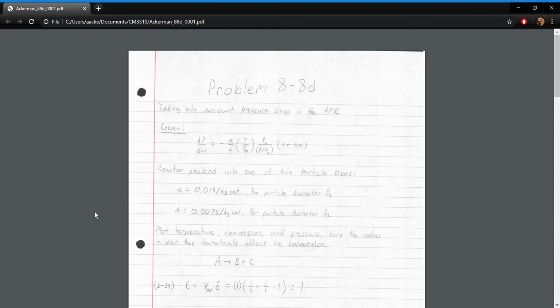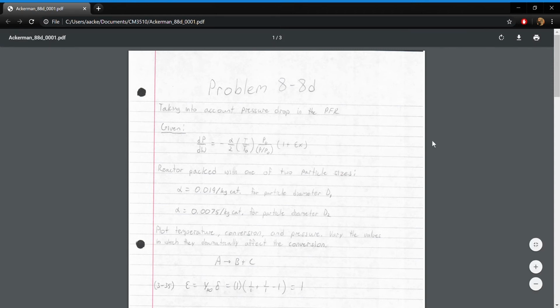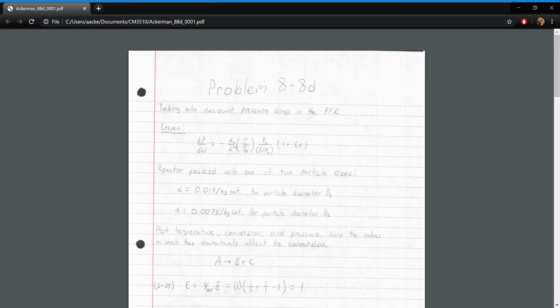So in this question, we are looking at the same PFR that is used in question 8-8, part A. And this time, we're going to be taking into account the pressure drop in the PFR. So for this question, we are given this equation here, where P is the pressure, W is the weight of the catalyst, alpha is the particle size, T is the temperature, P is the pressure, and X is the conversion.